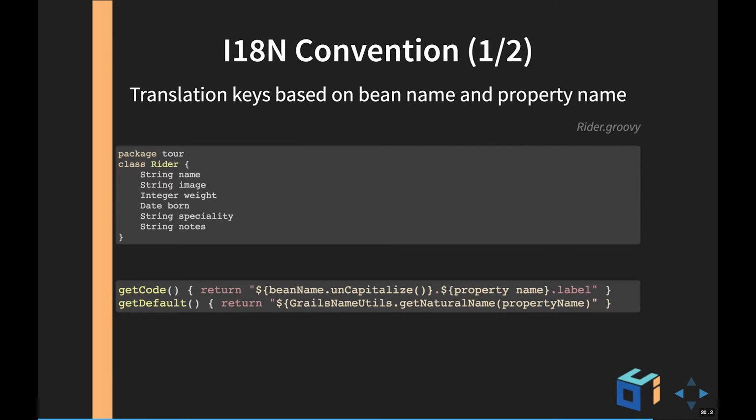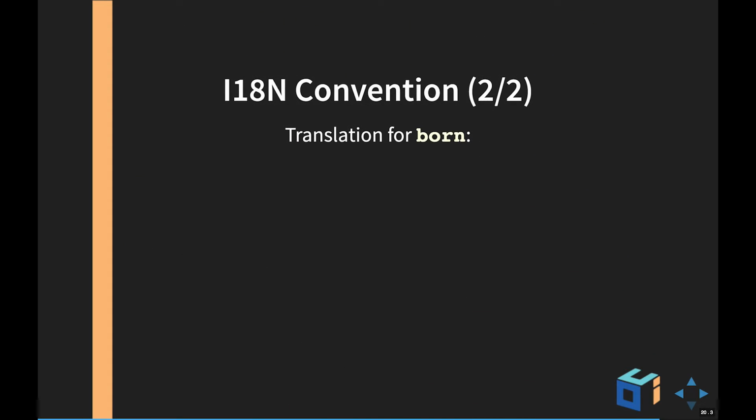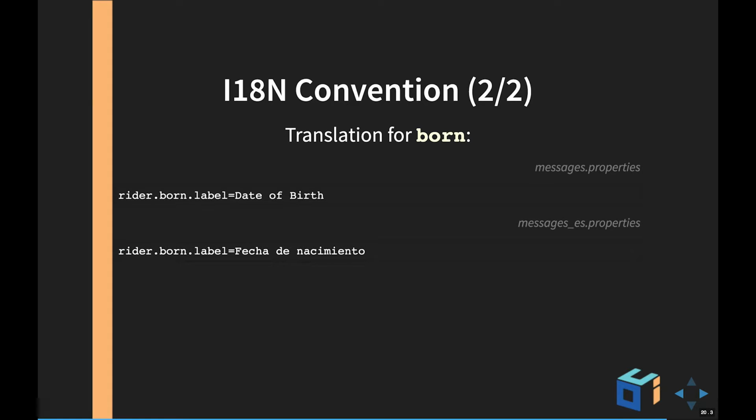So again, as I said earlier, when you translate this, it has a get code, bean name, uncapitalized. There's not really methods called that, and then get property name dot label, and the default is actually a Grails util class that has a get natural name. So if you want to use that, you can in your code. So date of birth will become date of birth if you look at the default value.